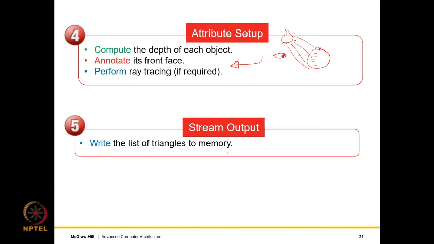This information, which is basically a huge list of triangles, is written to memory, such that it can be passed to the next stage. In some cases, it is written to the cache and internally pipelined to the next stage. In some cases, there is a need to actually write it to main memory.